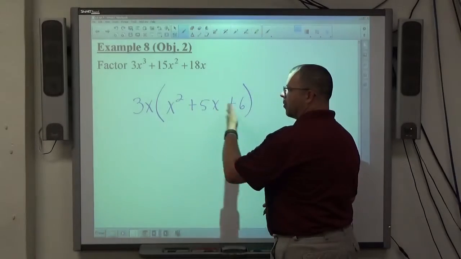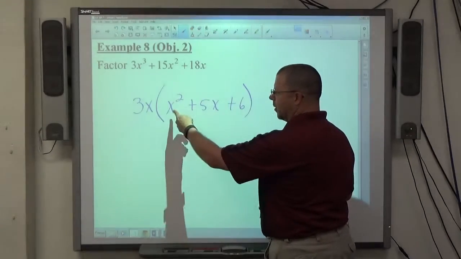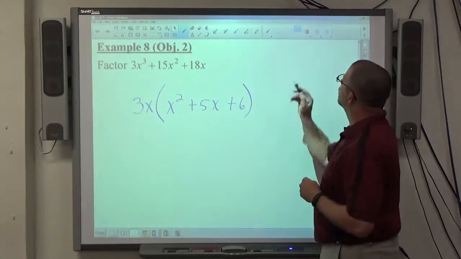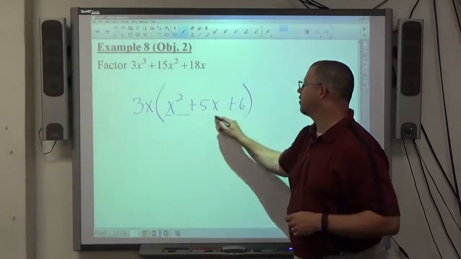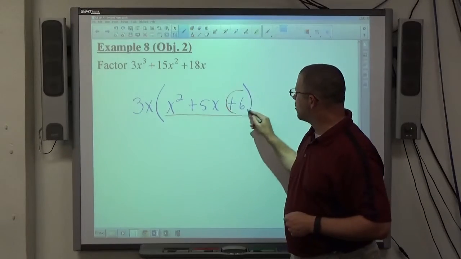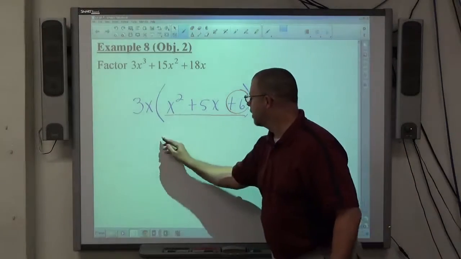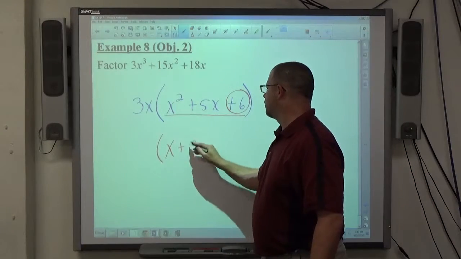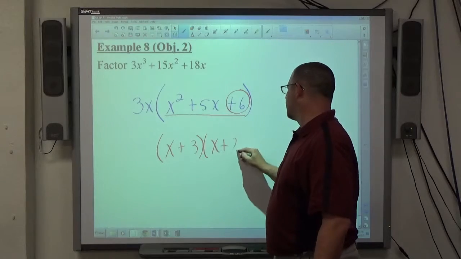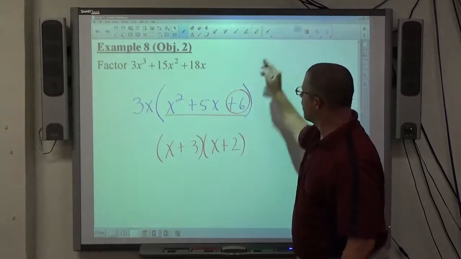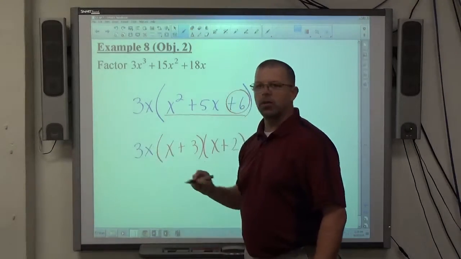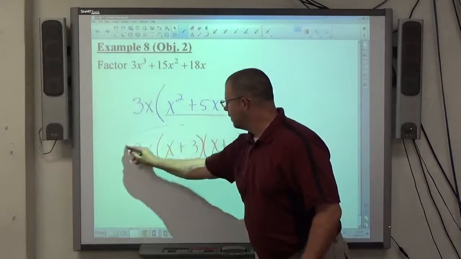Notice what's left over in the parentheses is a quadratic trinomial, x squared plus 5x plus 6. So now we're back to the factoring technique we just saw in example 7. Two numbers that multiply to make 6 and add to make 5 are? 3 and 2. 3 and 2. So x plus 3 times x plus 2 is how what's underlined in red factors. And then 3x was the common factor. It's still part of the factored form because it brings down.